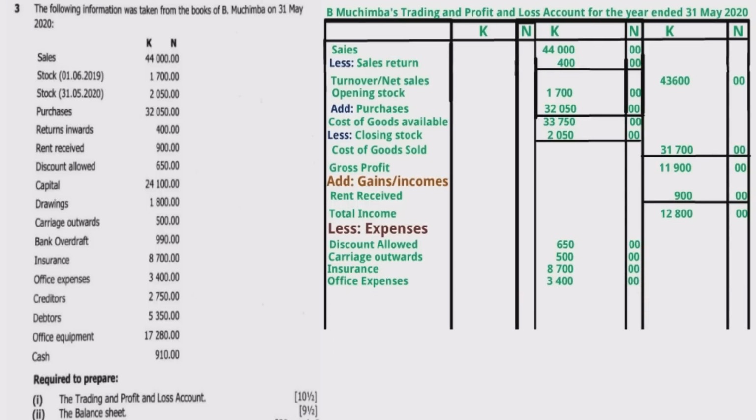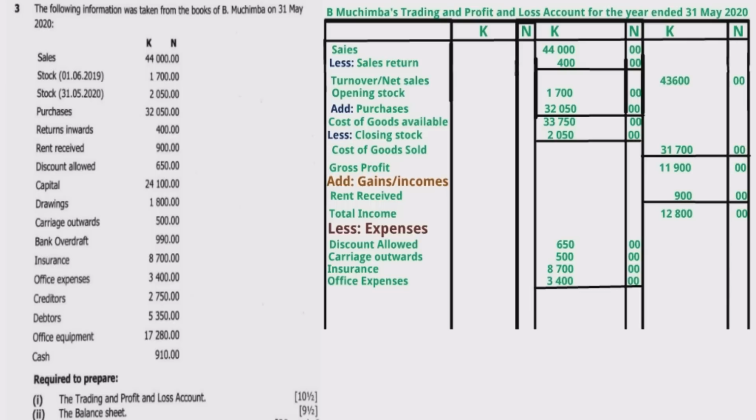Now, these are the expenses. First let's find the total of the expenses. When you punch in your calculator 650 kwacha plus 500 kwacha plus 8,700 kwacha plus 3,400 kwacha, it should give you a total of 13,250 kwacha.